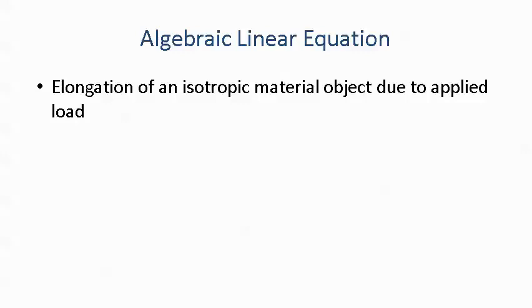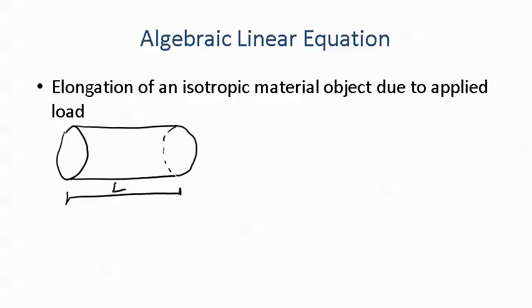Let us now see another application of these linear equations in engineering, where we will discuss how an object of uniform properties expands when we apply a load to it. Our object will be a cylindrical object. So a cylinder has a circular cross-section. It will have a length, let's call it uppercase L.